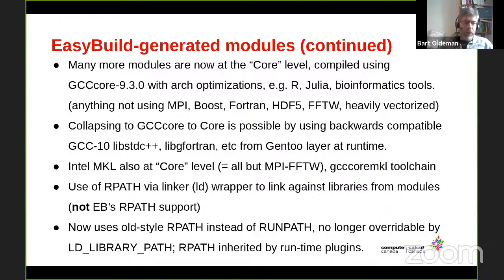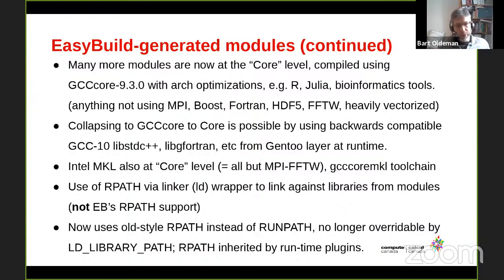Another thing we do differently from upstream is that we install Intel MKL at the core level, which means we get all the functionality except for the MPI wrappers of FFTW. And we even have a toolchain that I stole from Yuli, which is called GCC Core MKL, which combines GCC Core, but it can use MKL because MKL is installed at the core level. We can combine the two for packages like R in particular.